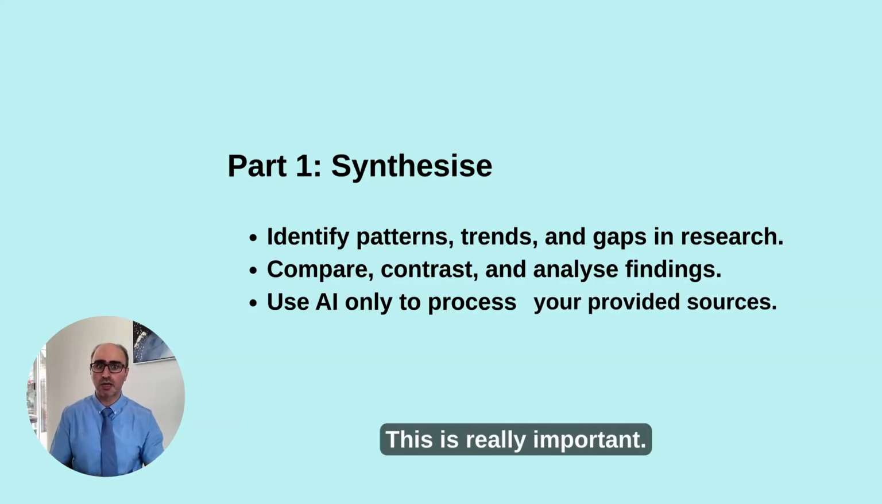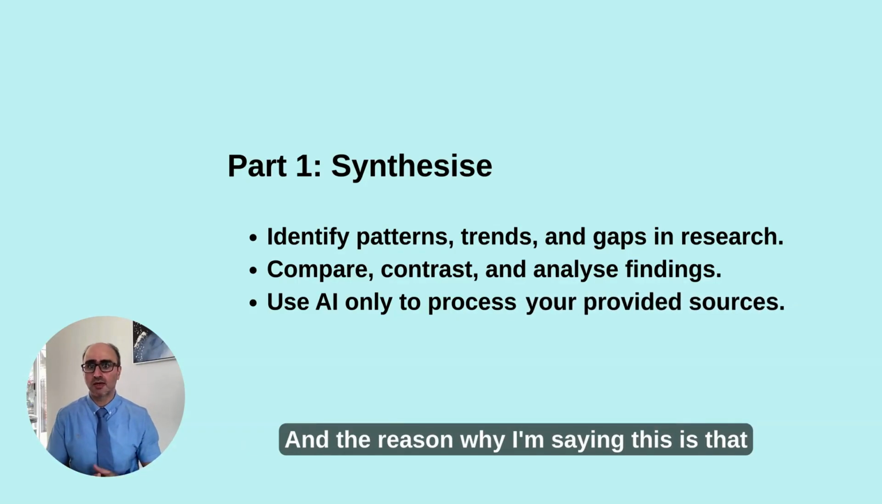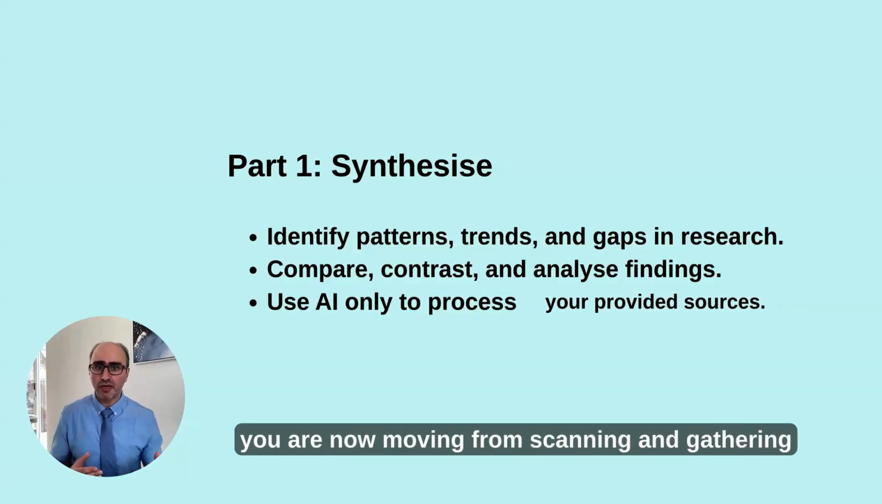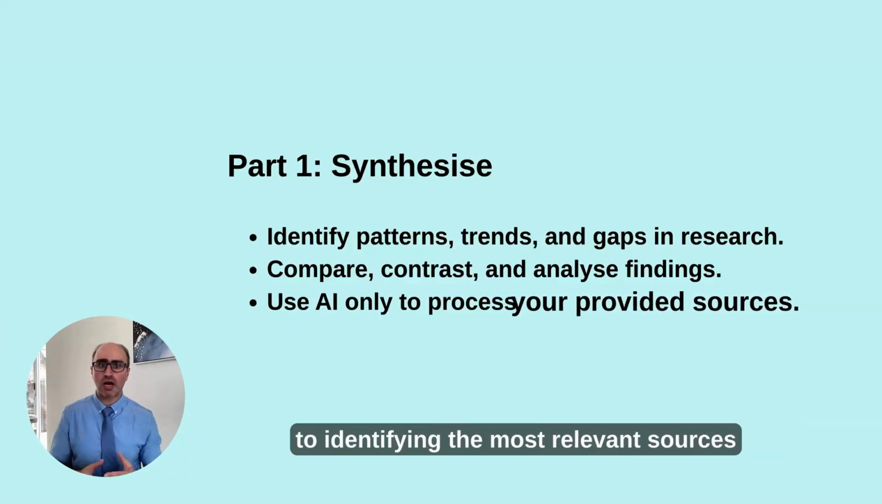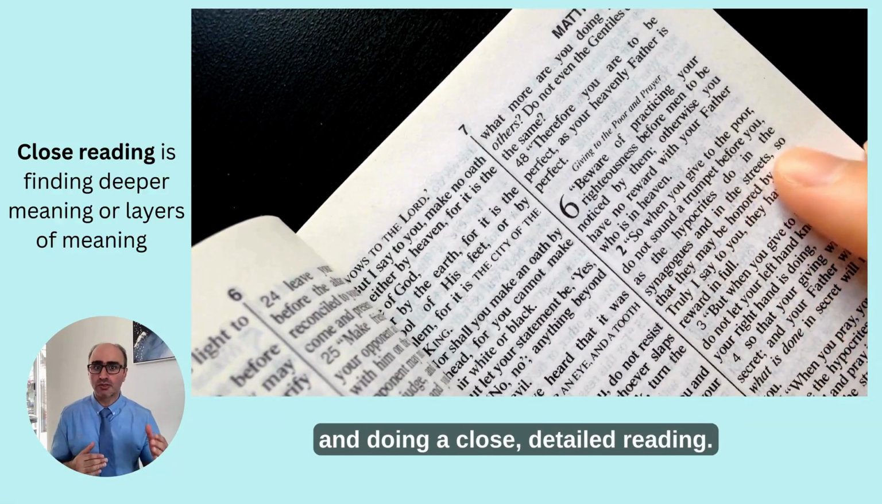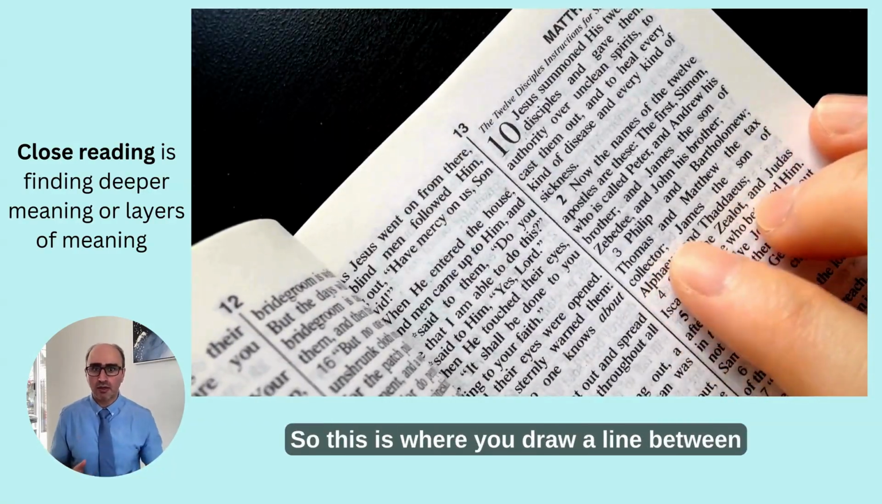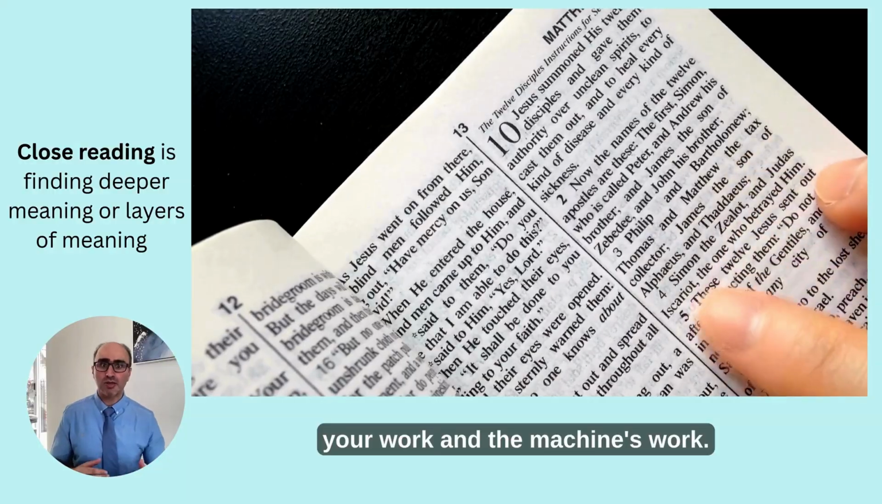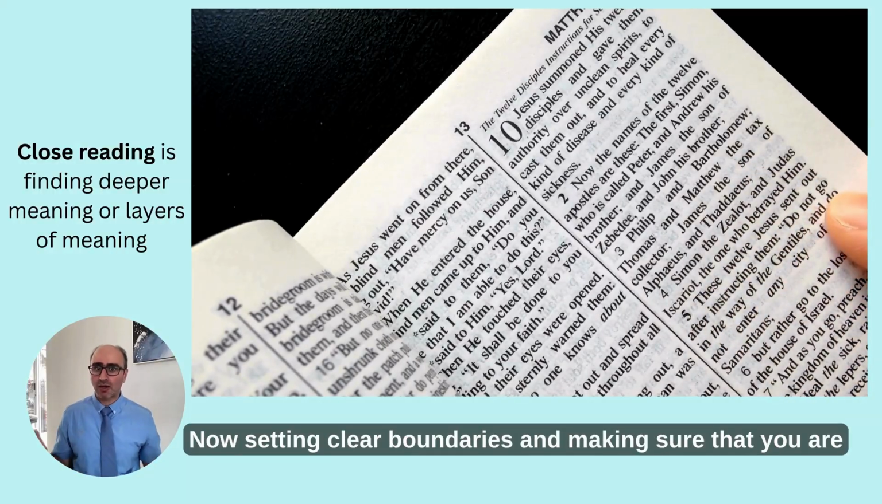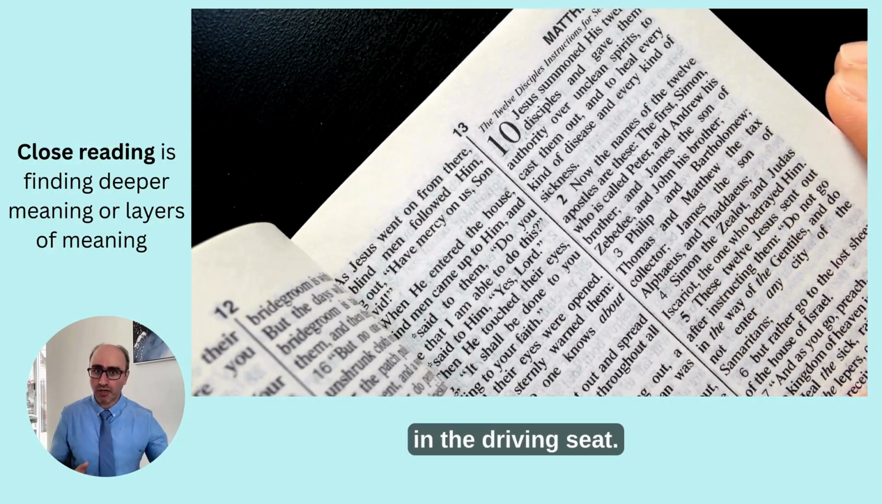This is really important. The reason I'm saying that is that you are now moving from scanning and gathering to identifying the most relevant sources and doing a close, detailed reading. We call this close reading. So this is where you draw a line between your work and the machine's work, setting clear boundaries and making sure that you are in the driving seat.